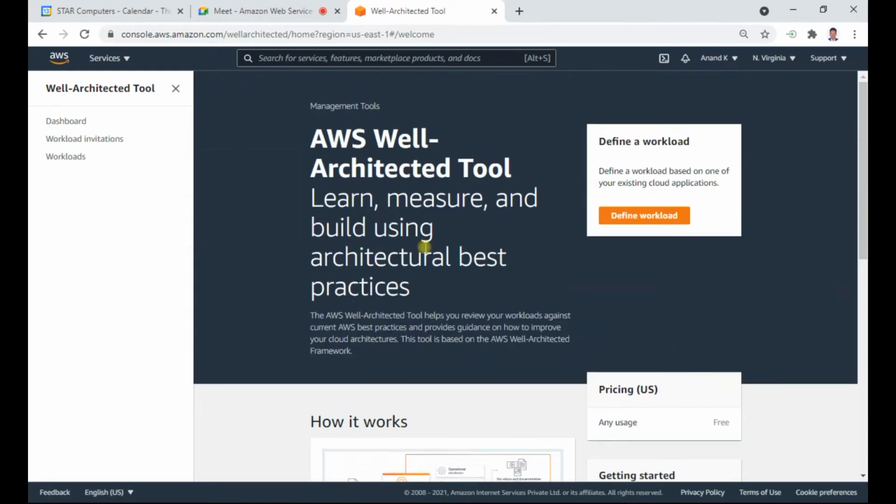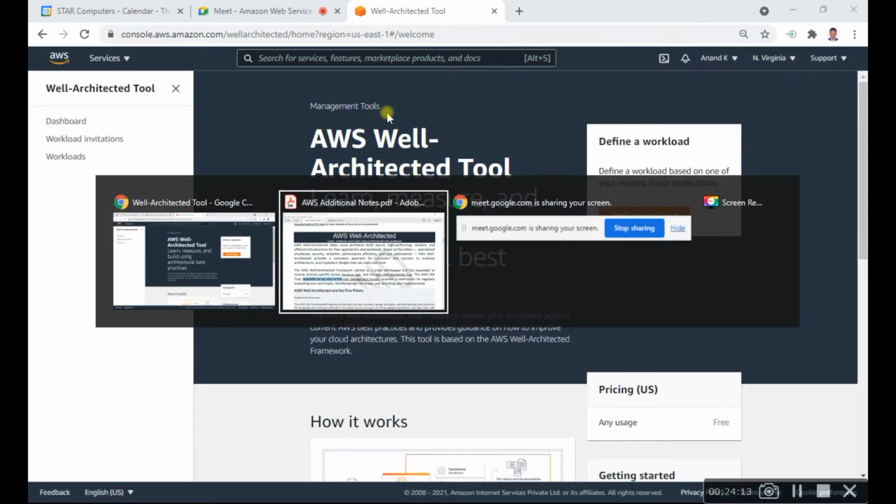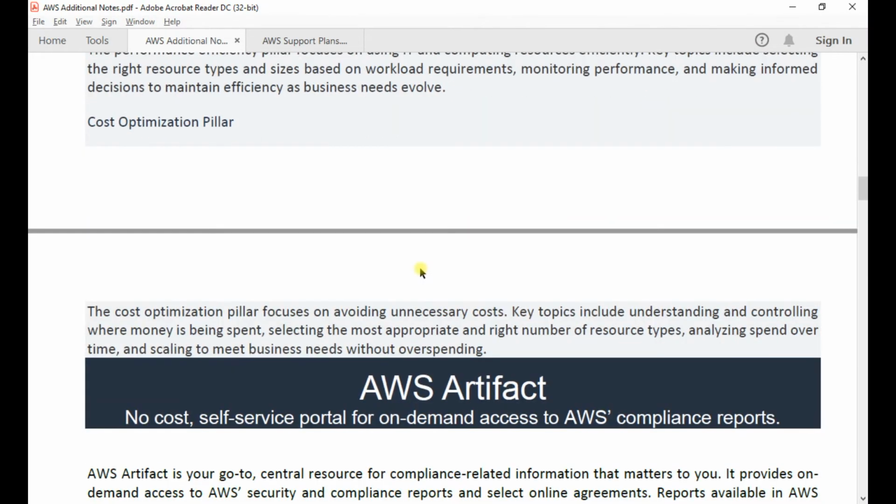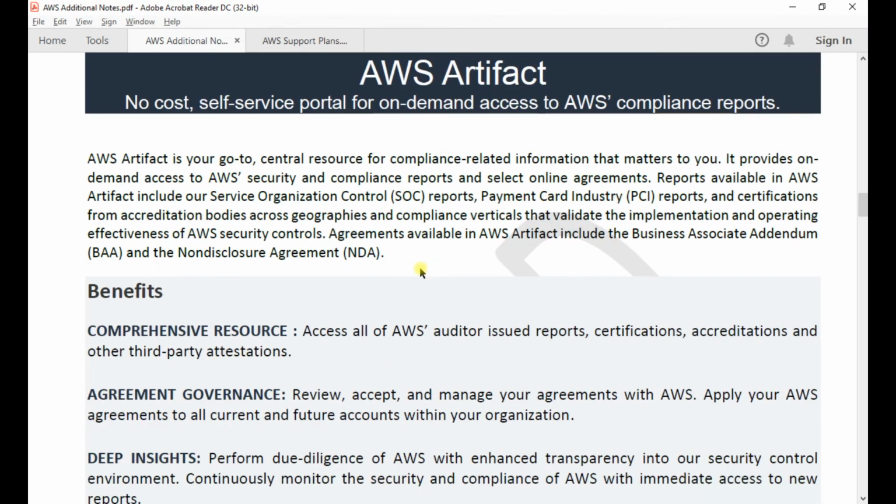So, you can see, please go through. Mainly, this can be used as a management tool. This may not be used by the generic technical team, but it can be used by an account manager or maybe security managers, etc. Well-Architected.